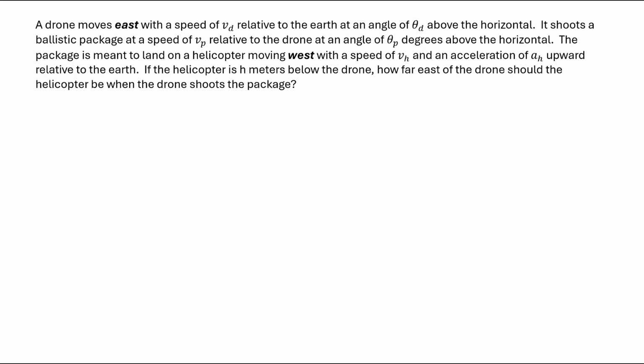This is a problem about a drone that moves east, meaning in the positive direction, and I give the speed relative to the Earth above the horizontal. It shoots a package at a speed v relative to the drone, and then the package is meant to land on a helicopter that's moving west, that's in the negative direction, and the helicopter apparently is accelerating upward relative to Earth. It also says the helicopter is h meters below the drone, and what they want to know is how far east of the drone should the helicopter be when the drone shoots the package. This word salad is basically unsolvable as written.